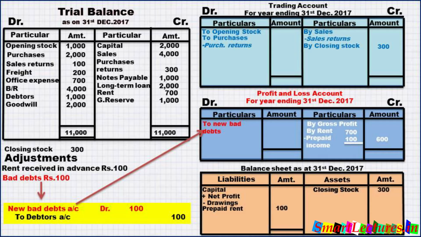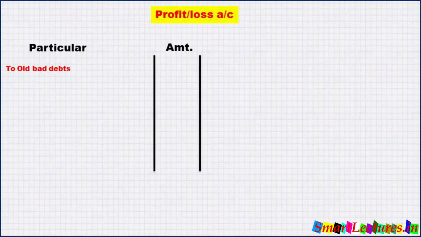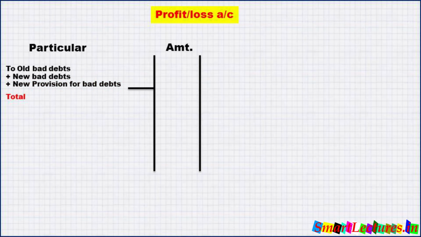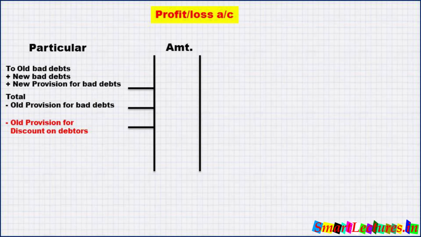Before I start the treatment of bad debts, let me make a simple format for you, and that will be quite convenient for you in further questions. Whenever there is an item of bad debts, you should write down in the inner column: old bad debts plus new bad debts plus new provision for bad debts, and draw a line, then it will be total, and then minus old provision for bad debts, leave the space for amount, and then minus new discount on debtors, and the final amount will come to the outer column.